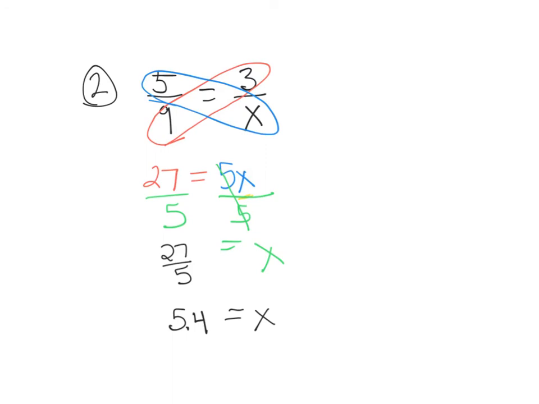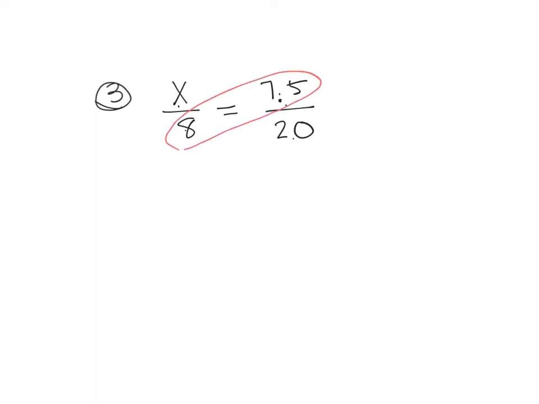Now let's go ahead and take a look at the third example. The third example is x divided by 8 equals 7.5 divided by 20. Notice that this is still a proportion. We still have one fraction equal to another fraction, except that in this one we have a decimal up here. We have a 7.5. The process is going to be the same though. We're going to cross multiply here.